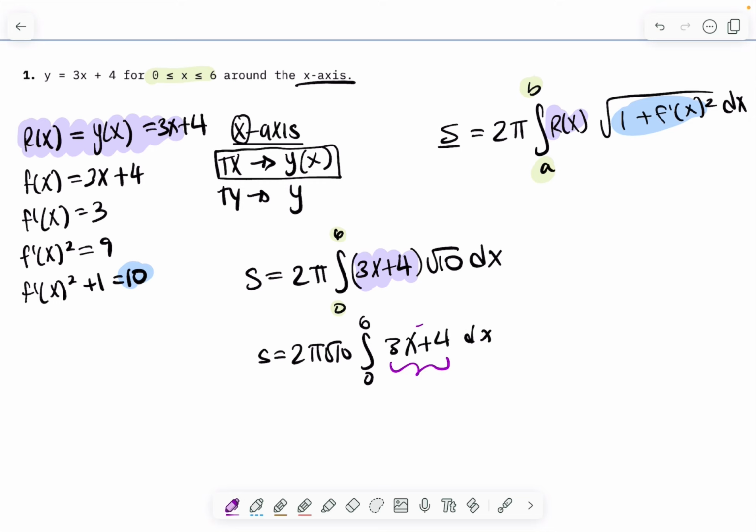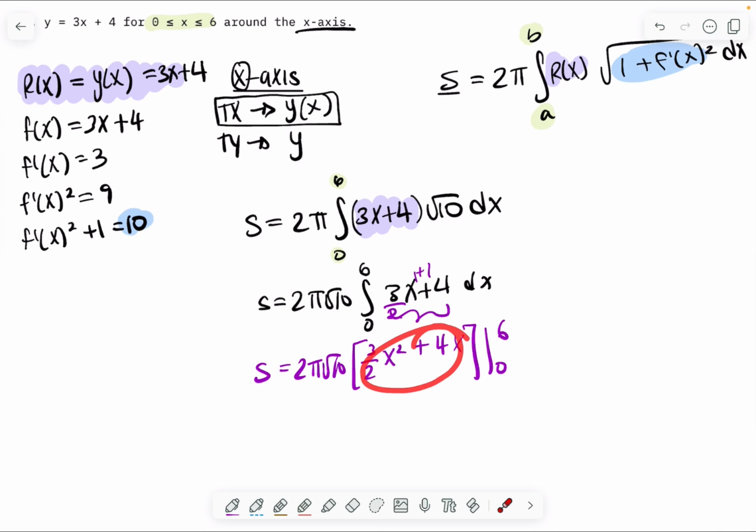So then find the antiderivative of this. Plus 1, it's 1 plus 1, that's 2, so we're going to divide by 2. Here it's a constant, so we're just going to take the constant, add an x. So 3 halves x squared plus 4x, and then we're evaluating this whole thing from 0 to 6, multiplying by 2 pi square root 10. So the fundamental theorem of calculus says take this, plug this in, minus the same thing, but then plug 0 in. But since when we plug in 0 everything's just going to cancel out, it's just going to be us plugging 6 in.